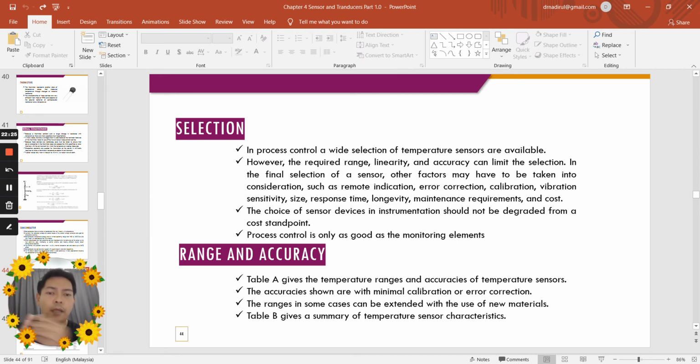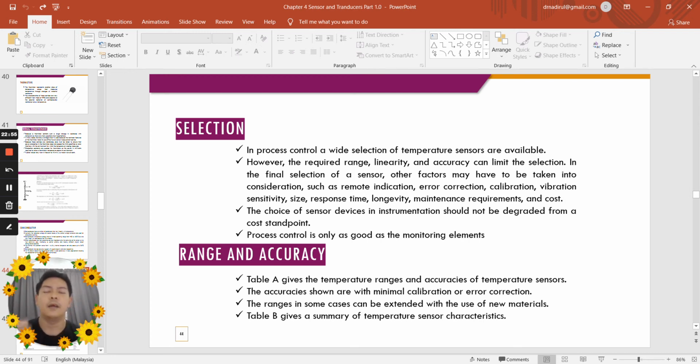For example, the sensitivity, the longevity of the sensor. Is this merely to get a cheaper sensor? Okay, due to the cost. So you must not jeopardize other criteria in the selection of sensor because you want to get a sensor with a cheap cost. It cannot be jeopardized. Process control is only as good as the monitoring element itself.